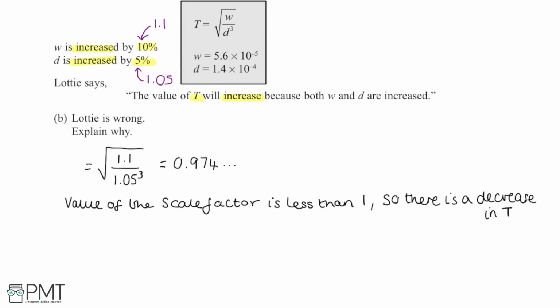So the marks here, the first one would be for calculating this value of the scale factor, and then the second mark is just for justifying that with a few words at the end.